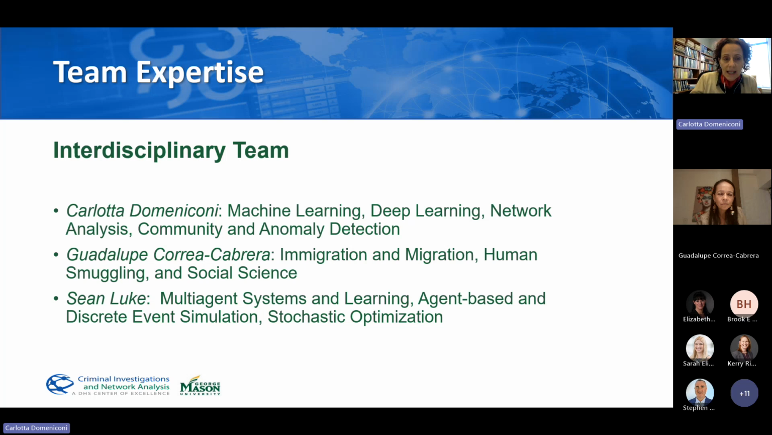Professor Correa Cabrera is an expert on immigration and migration, human smuggling, and social science. Professor Sean Luke is also faculty in computer science, working on multi-agent systems and learning, agent-based and discrete event simulation, and stochastic optimization.